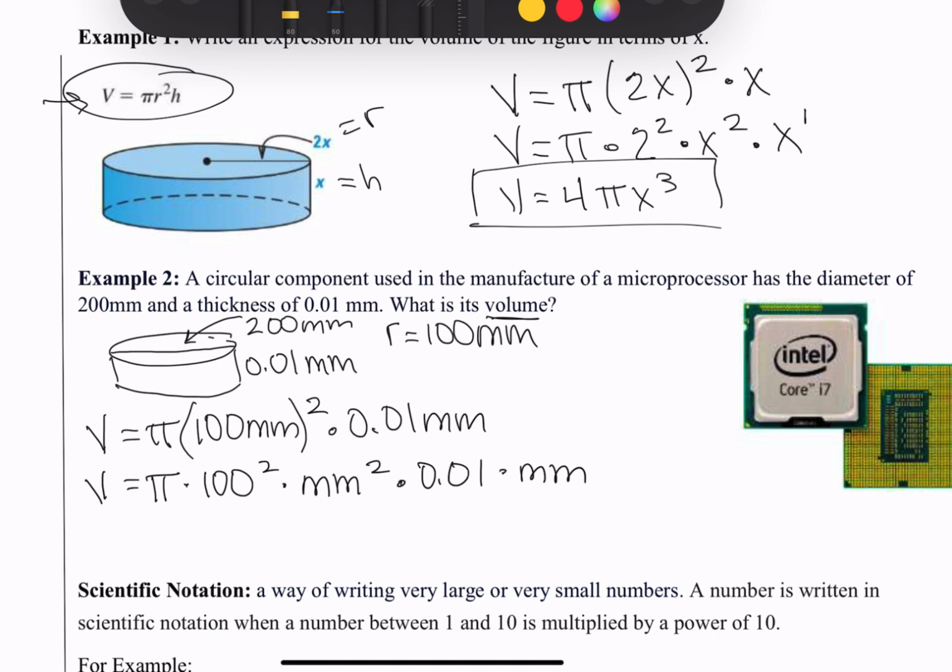All right, so I'm going to start with all the numbers. So we are going to have 100 squared. Now, 100 squared is 100 times 100. So it's a 1 followed by 4 zeros.